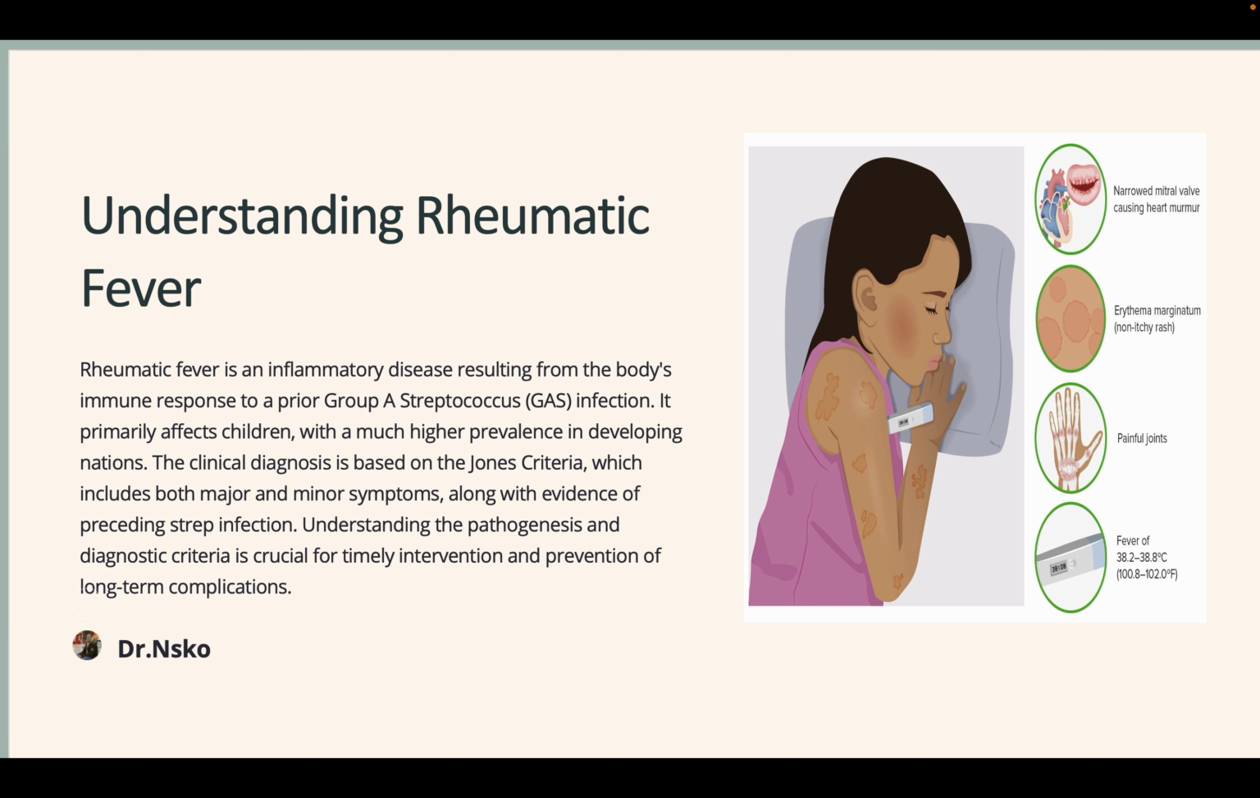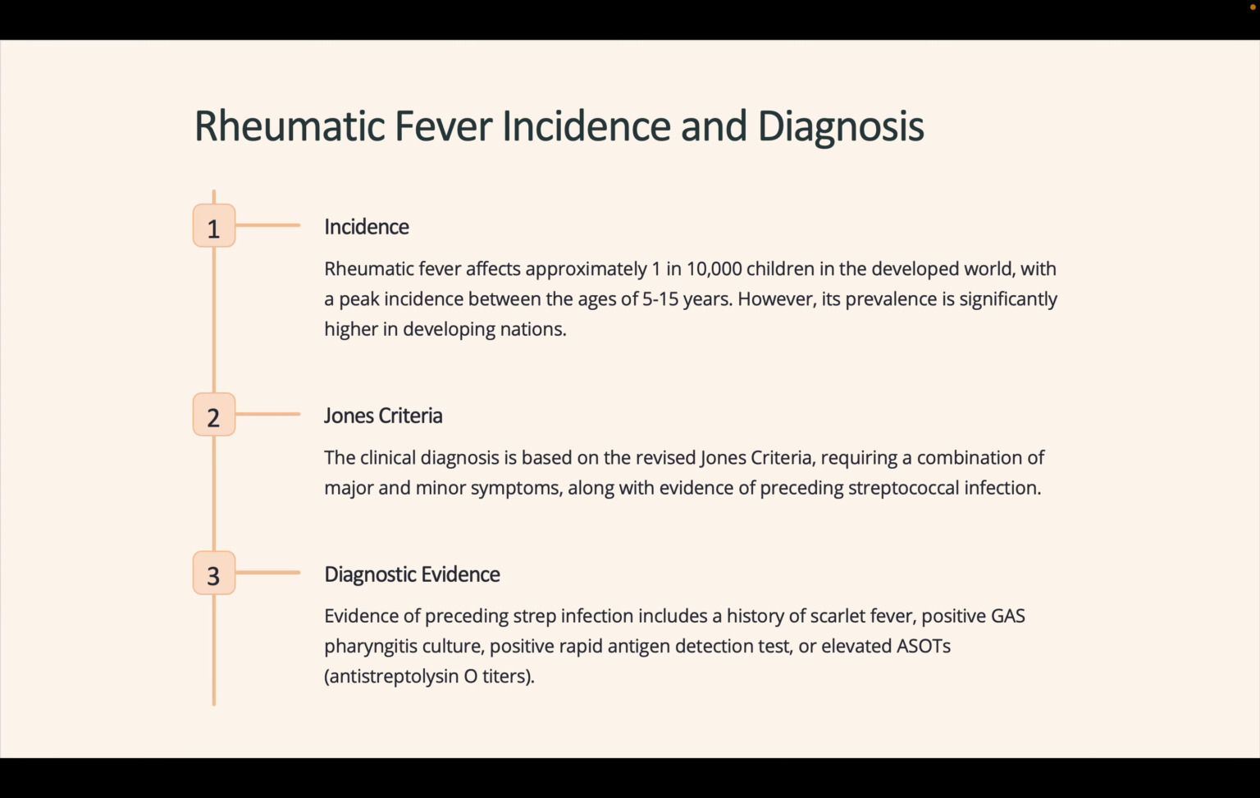Rheumatic fever is an inflammatory disease resulting from the body's immune response to a group A streptococcus infection. It primarily affects children, with a much higher prevalence in developing nations. The clinical diagnosis is based on Jones criteria. Okay, here is the incidence. Rheumatic fever affects approximately 1 out of 10,000 children in the developing world.